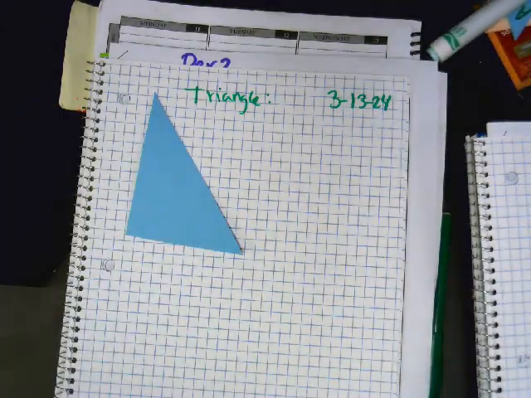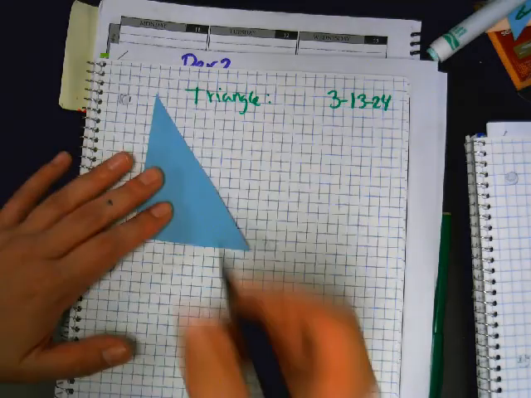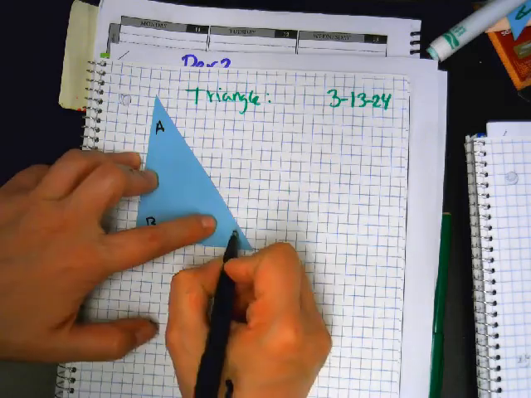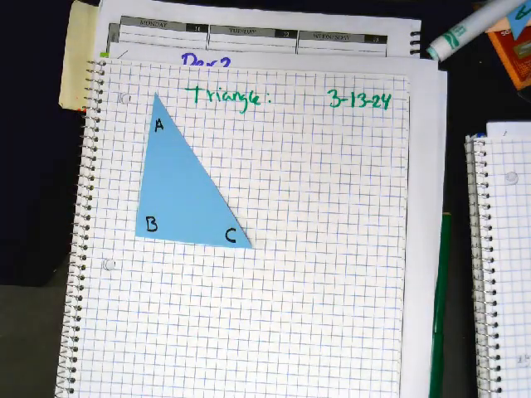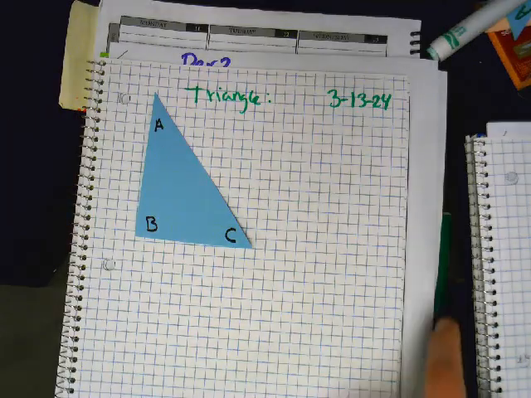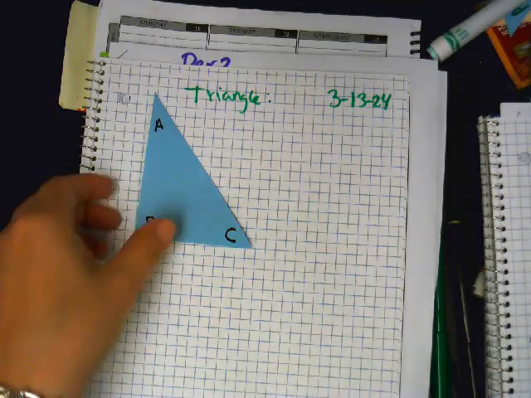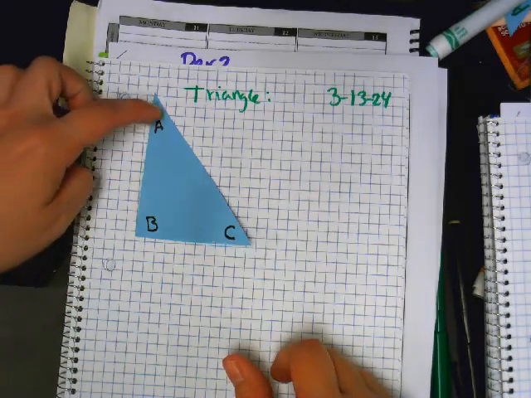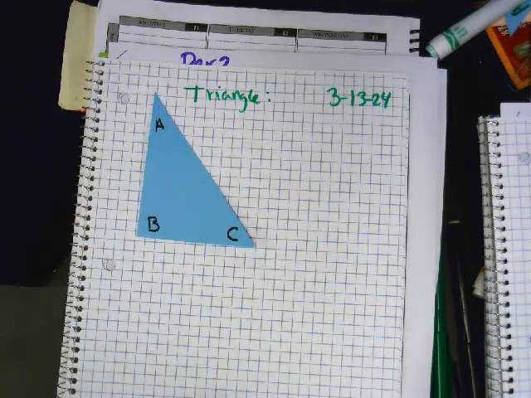Here is a triangle. I'm going to call this angle A, this angle B, and this angle C. So a triangle has how many angles? 3. Okay. Does anybody know if I add up all of the angles what it equals to?